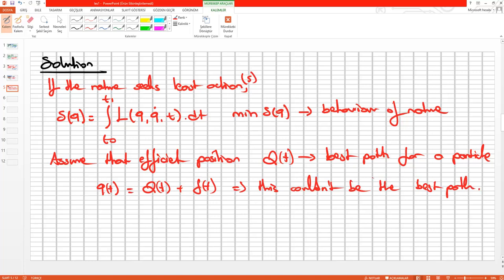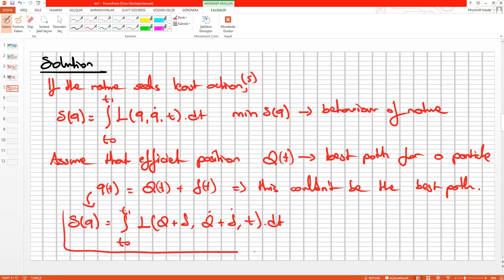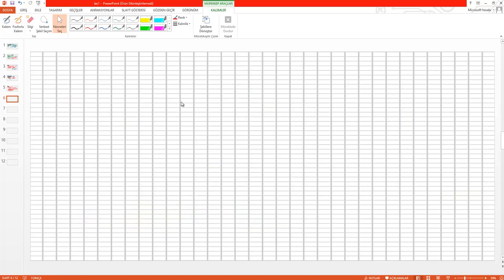Okay? And so, putting this formula into the equation, then we have S(Q) equal to what? The integral from T0 to T1 of L(Q plus delta, Q dot plus delta dot, T) dt. Okay? And so, this is the not-best path for our application. And so, in order to analyze this, we can utilize the Taylor expansion formula. Okay? Taylor expansion. Because in the Taylor expansion form we have the first derivative of the dynamics of this path.